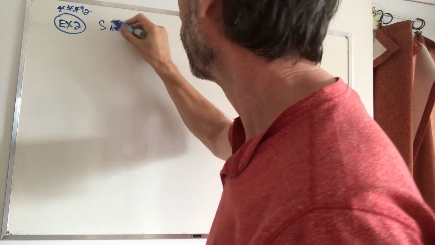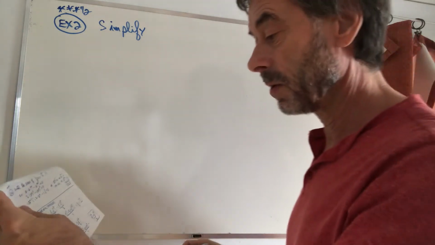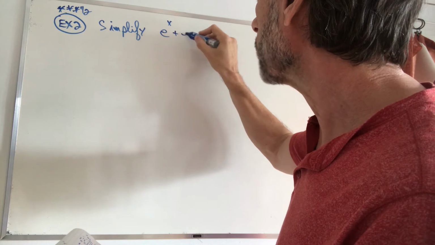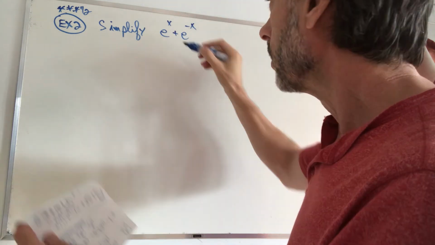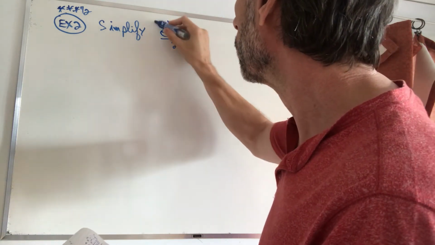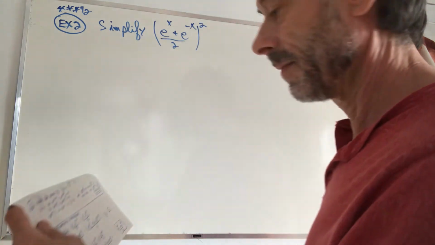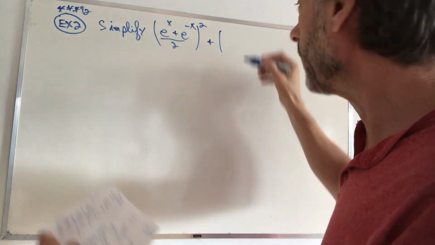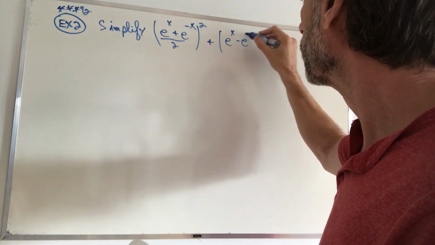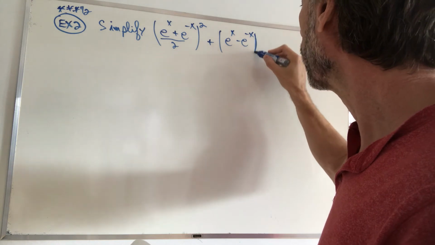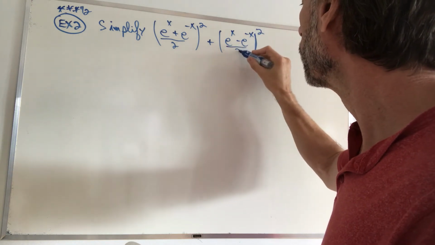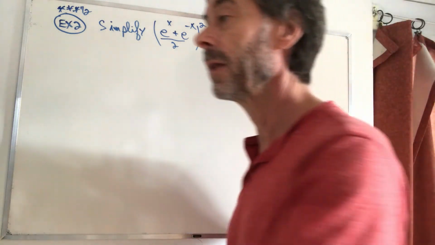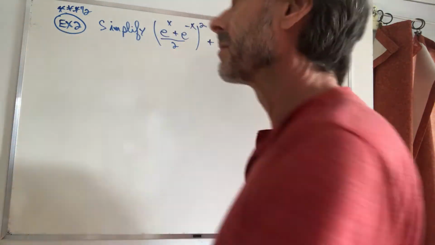Simplify. Simplify what? Oh, that looks like the one before, but it's not exactly the same. Check it out. (e^x + e^(-x))/2, square that thing, plus (e^x - e^(-x))/2, square, also over 2. Did I do this right? It looks okay.